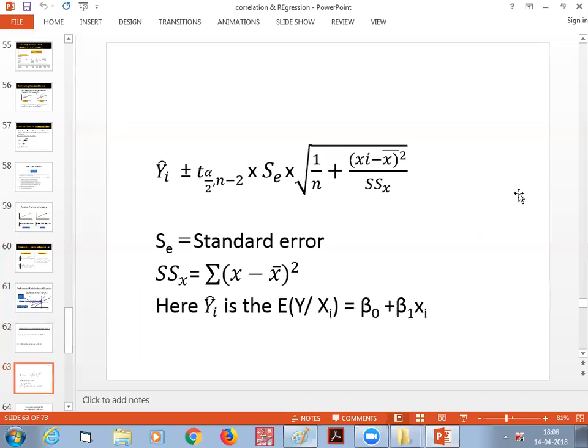So the average value of y lies between that lower value and upper value with a confidence of how much? With a confidence of 1 minus alpha. Suppose alpha is 5%, it means 95% confidence. Suppose alpha is 1%, 99% confidence. That is how we have to calculate the standard error. Anyhow, the formula is not needed, just highlighted.